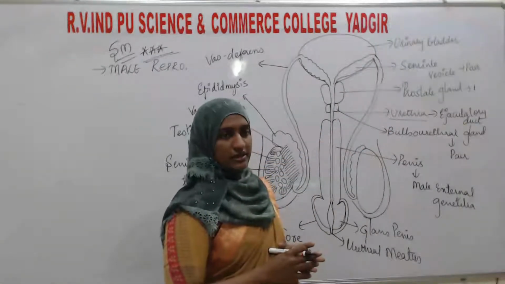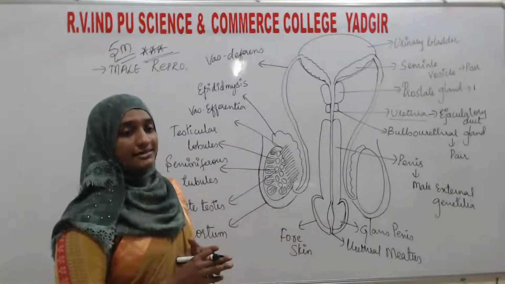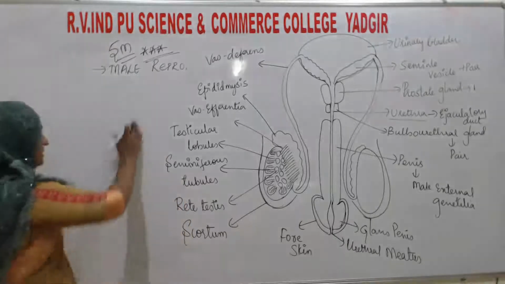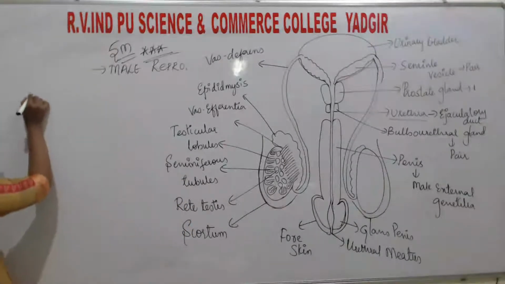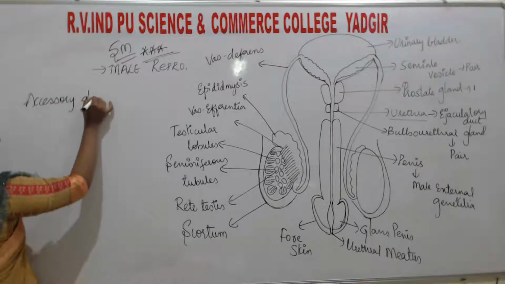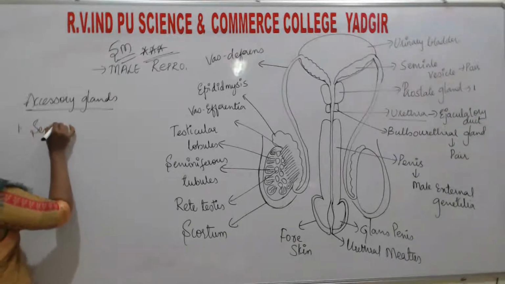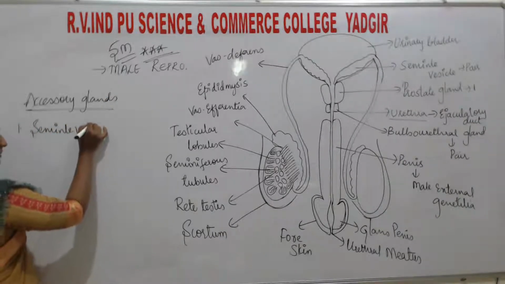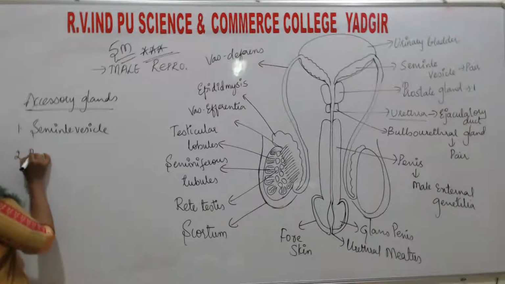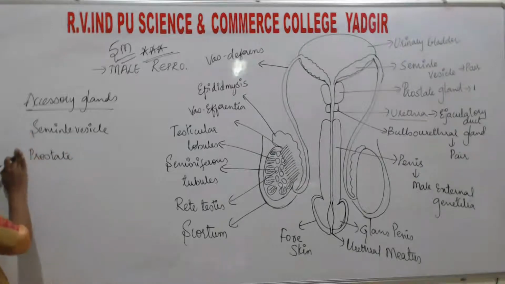Now next, I told you accessory glands are also there. What are the accessory glands? Here you see the accessory glands. What are the glands? First is the seminal vesicle, second is the prostate, and third is the bulbourethral gland.